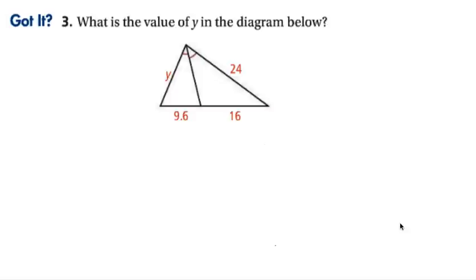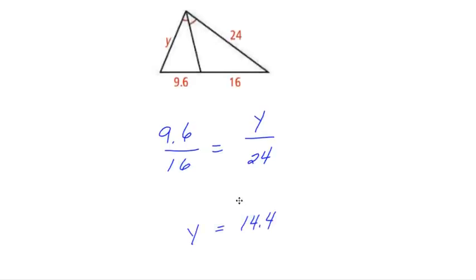All right, hope you gave that a try. So this one should look like this. We're going to say the lengths of the sides, 9.6 is to 16, as y is to 24. And then cross multiplying, we get 16y is equal to 230.4. And then solving for y by dividing by 16, we get y equals 14.4.